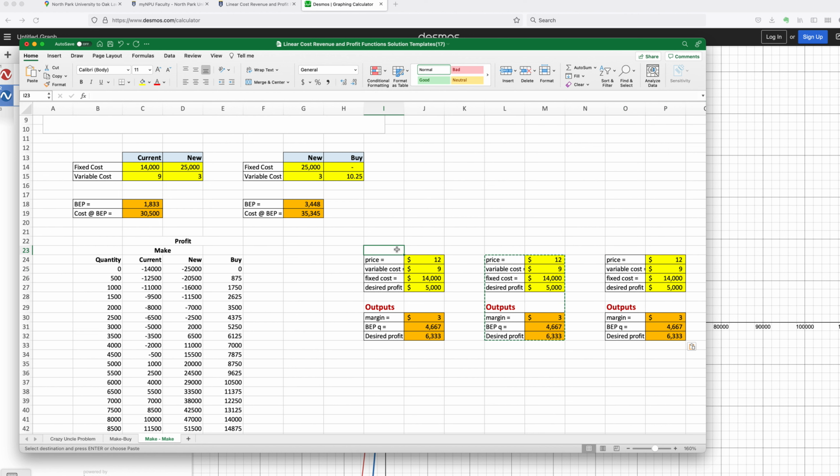This is inputs for make current, inputs for buying, inputs for make 2. Okay, make 1, we've already got it done.